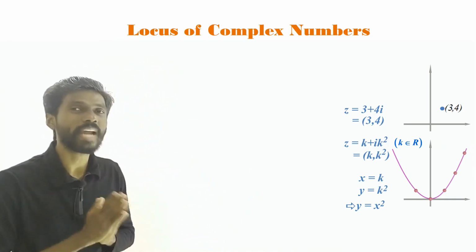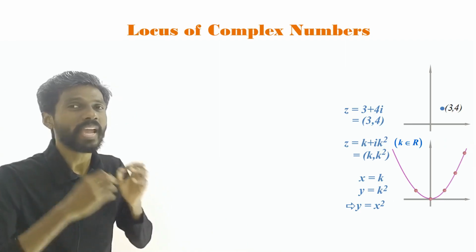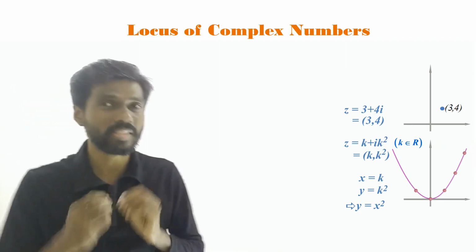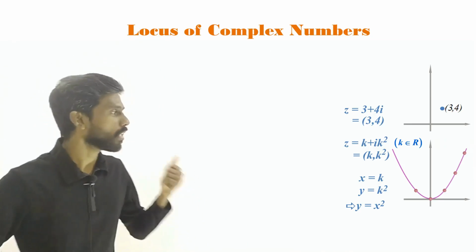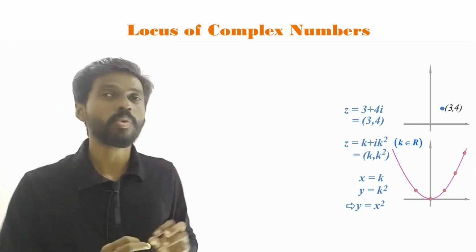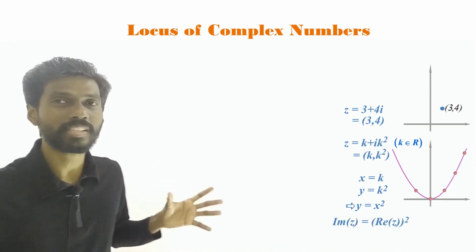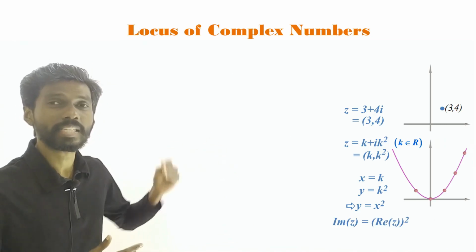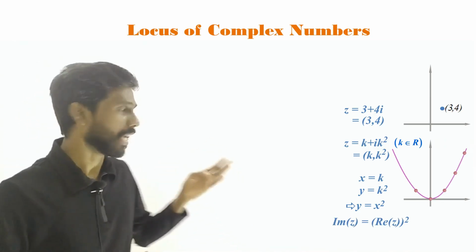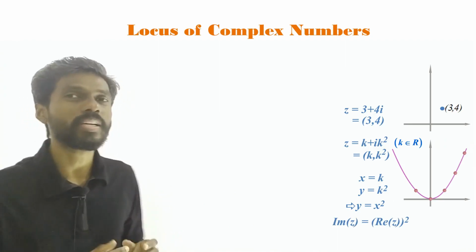But when you want to write this in terms of the complex variable z, what is x actually? x is the real part of the complex number z. So in place of x, we can simply write real part of z. Similarly, what is y? Imaginary part of z. So imaginary part of z equals the real part of z square, right? So this is the same equation. So y equals x squared. So that is written in terms of the complex variable z like this, right? The imaginary part of z equals the square of the real part, right?